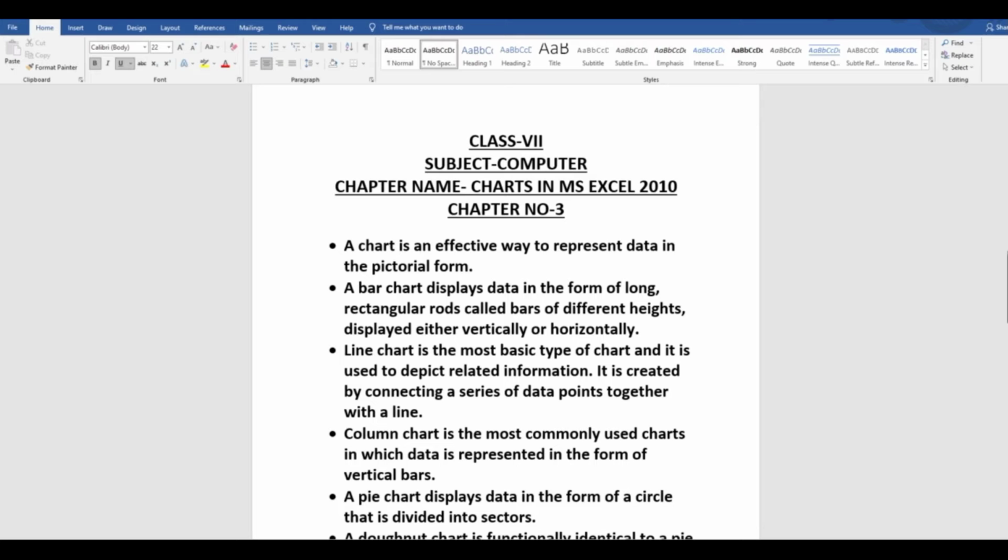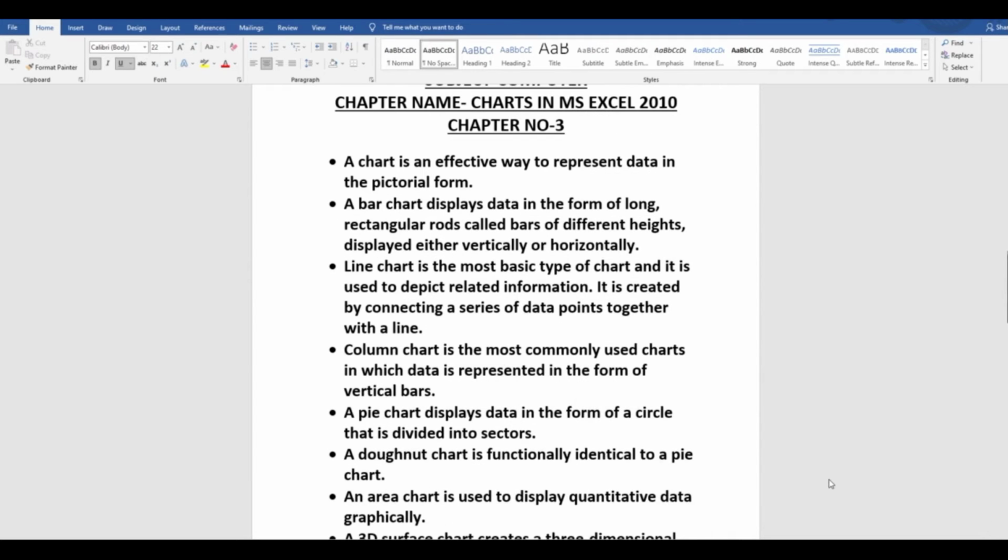Now, what is a column chart? A column chart is the most commonly used chart in which data is represented in the form of vertical bars. It is similar to a bar chart, but the bars are placed vertically in this type of chart. So the heights of the bars are proportionate to the value of data.